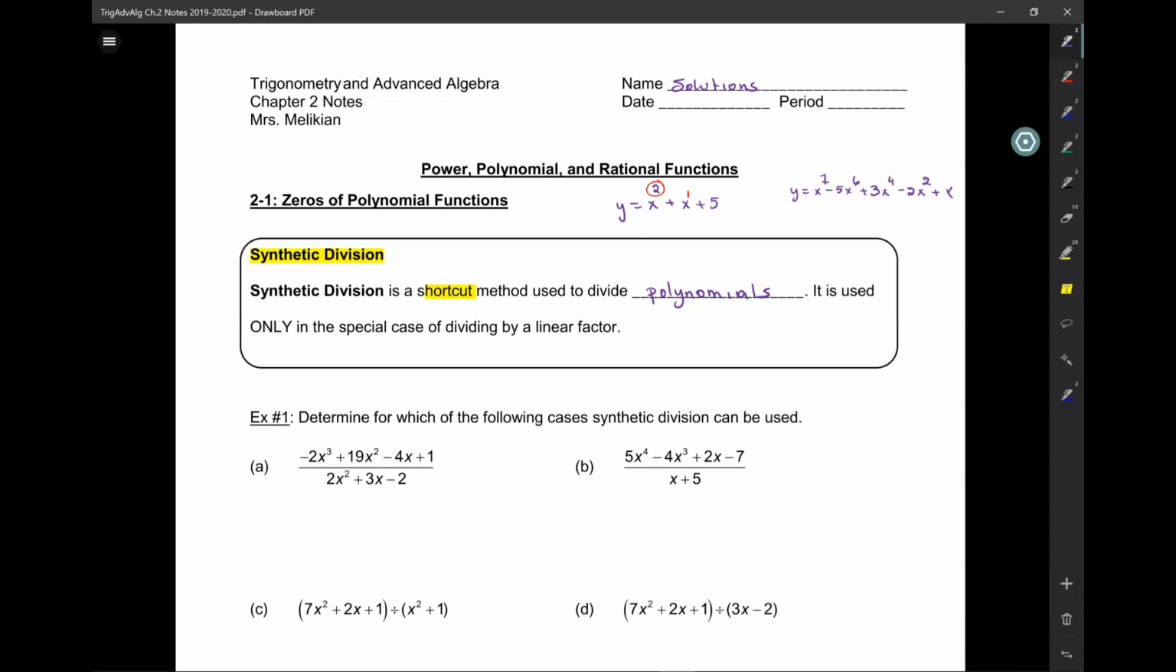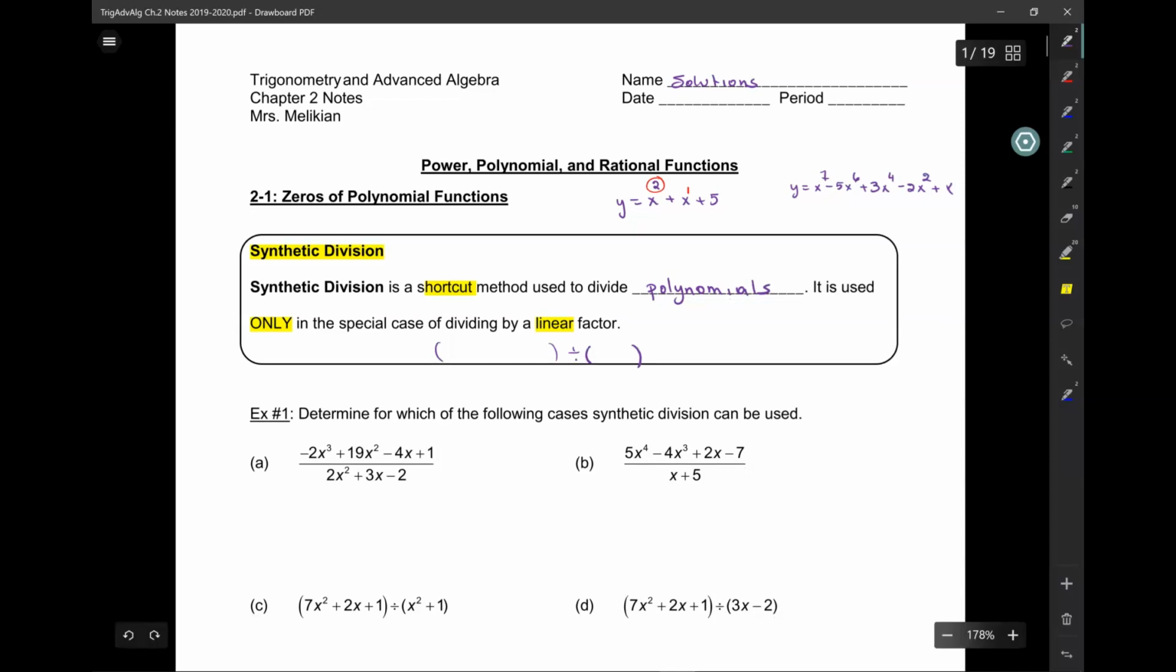The thing with synthetic division is it is used only in the special case of dividing by a linear factor. It means if you've got some polynomial and you're dividing it by something, the thing by which you're dividing has to be linear. What is linear? Something like x minus 5, right? x to the power of 1 minus 5. It has to be linear. So you can divide by x minus 5. You can divide by 2x plus 3. You can divide by x minus 2, and so on.